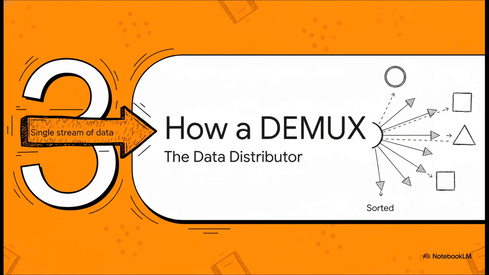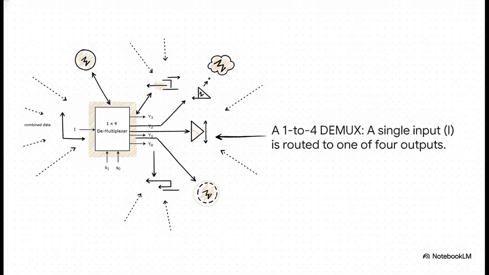Okay, so that's how we combine the data. Now, let's jump to the other end of the line and see how the demultiplexer completes the system. How does that single stream of data get sorted back out into its original parts? Now, this should look pretty familiar, just in reverse.